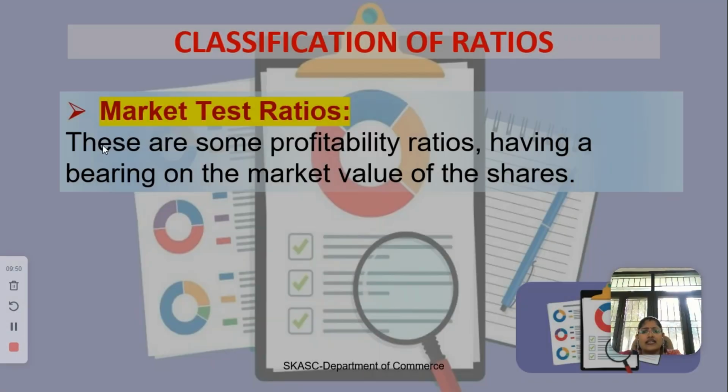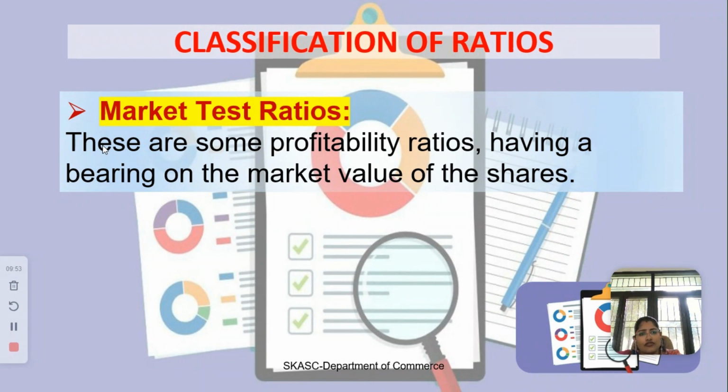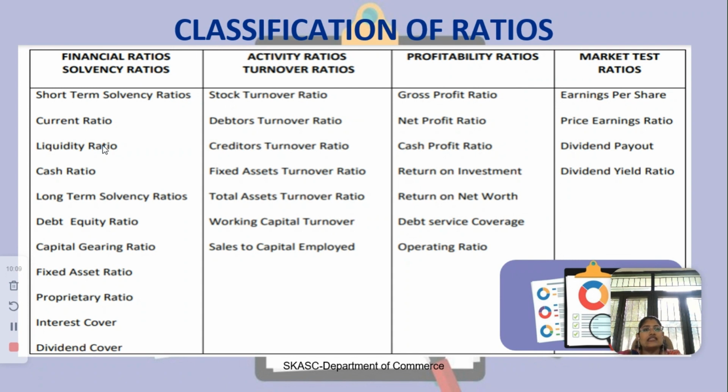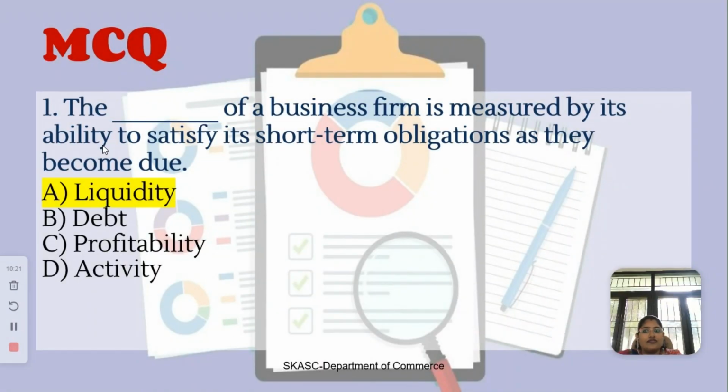Now, when I'm telling market test ratios, these are some profitability ratios where what is the consideration here? Considering the market value of the shares. What is the impact of profitability? Whether it's creating an increase or decrease in the market value of the shares of the organization, right? Next. So these are the basic classification of ratios, the gist of all the ratios, whether it is financial, activity, profitability, or market test ratios, right? So let's see how much of the concept you've understood through these MCQs.